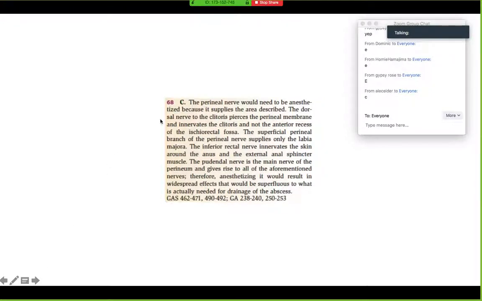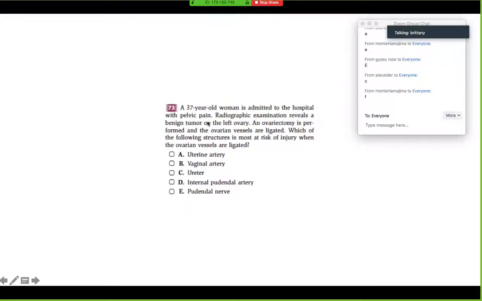Right, so the correct answer here is the perineal nerve. It would need to be anesthetized because it supplies the area that is described. All right, we're almost done, guys.